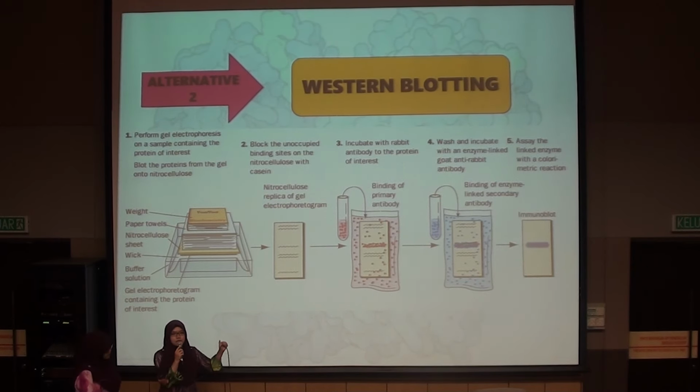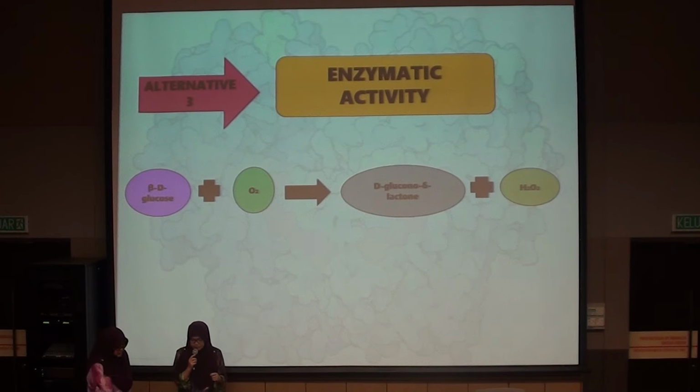The primary antibody will bind to our targeted protein, which is a rabbit antibody, and the secondary antibody will bind to the primary antibody, which is a goat anti-rabbit antibody. Next, we will detect.